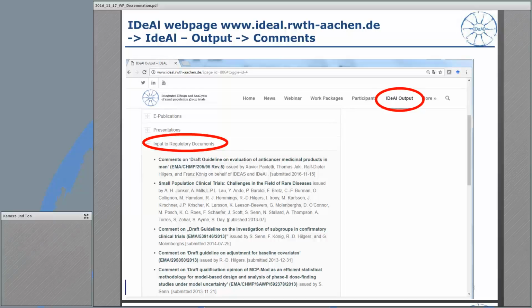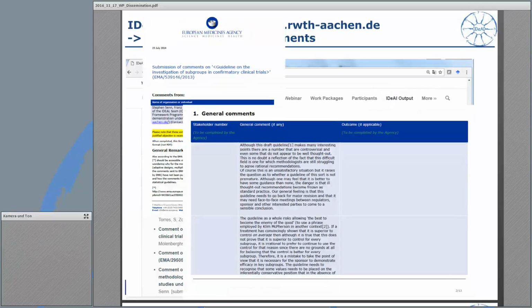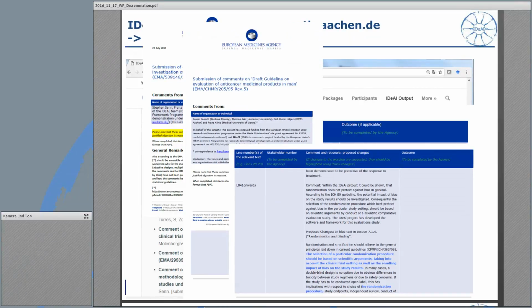For example, now you can see comments we submitted under the lead of Stephen Senn on the draft subgroup guideline. And if you now have a look at the comment on the bottom, I'm not sure if all comments were always well received, as some are also quite critical, as you can see. And just recently, we commented on the draft guidance in oncology together with the Horizon 2020 project IDeAl, together with Thomas Jaki and Xavier Paoletti, so many thanks to them.